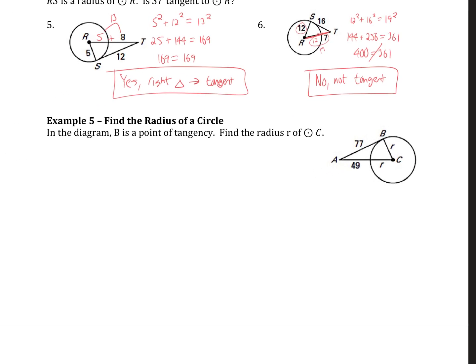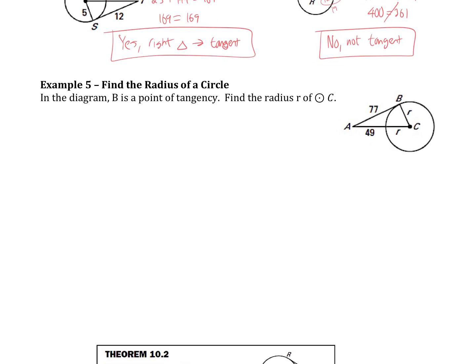Okay? All right, last thing we got here. Well, actually, a couple more things. I lied. I apologize. So, example 5. We're saying that B is a point of tangency. We're finding the radius of circle C. So now in this case, we're going the opposite direction. We know that AB is tangent, and we're trying to find the radius. So for this one, we're going to do the same thing. So we're going to write: solve for r, the radius, using Pythagorean theorem.